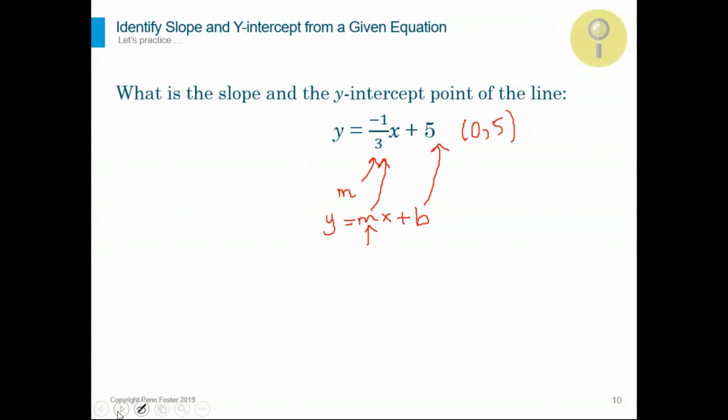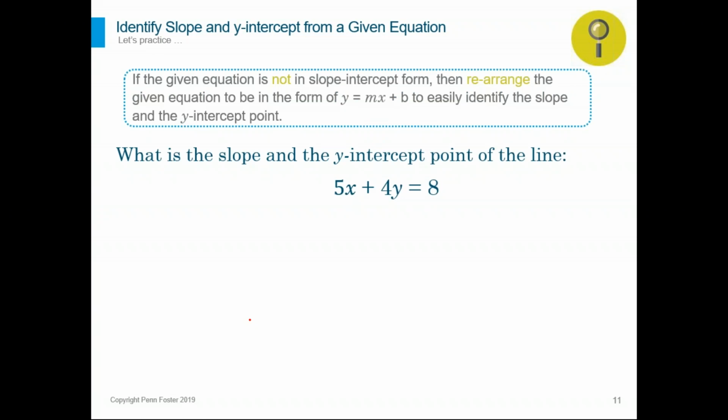Okay, let's look at a more advanced kind of question here. What is the slope and the y-intercept point of the line? And this is the equation, 5x plus 4y equals 8. I cannot say, oh, the number in front of the x is 5, then the slope is 5. That is incorrect. In order to find the slope from an equation without graphing, you need to rearrange this equation to be in y equals mx plus b, which is the slope-intercept form, meaning that you have to rearrange this given equation.